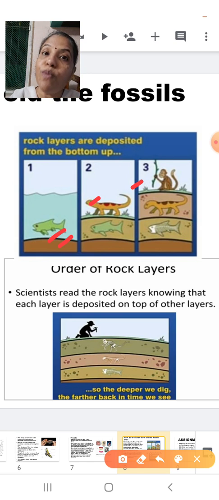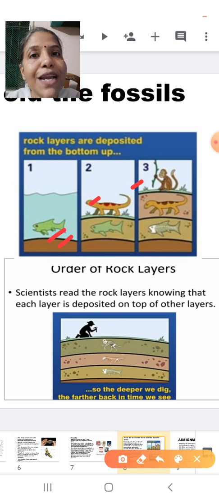The bottom will be the lowermost layer, and in the lowermost layer we will get the fossils of the primitive animals, then followed by the newer ones, and then followed by the newer ones, and so on and so forth.